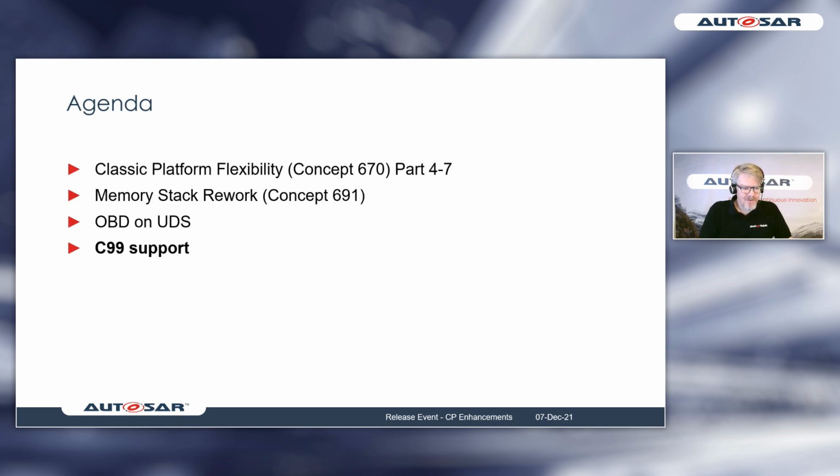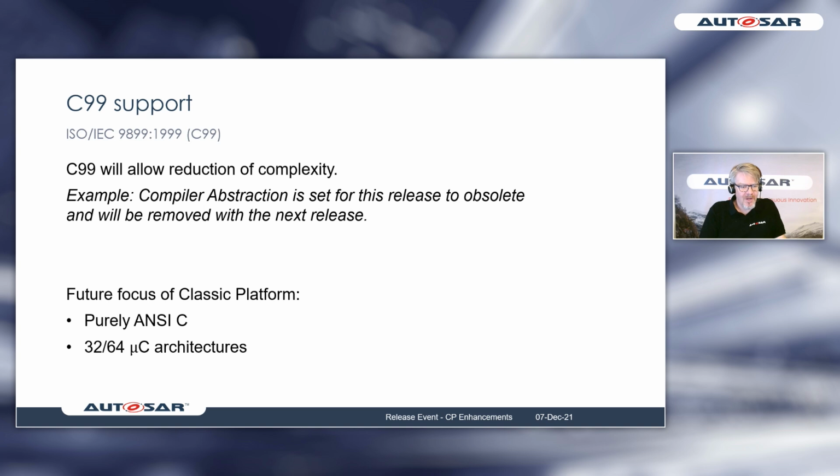Last but not least, there is also C99 support in AUTOSAR. After more than 20 years since the introduction of the C99 standard, AUTOSAR now also switches to the C99 standard. It will allow us to reduce complexity in future. In the past, certified compilers were not available, therefore AUTOSAR made this change this late. For example, the compiler abstraction is already set to obsolete in this release and will be removed with the next upcoming release. So in the architecture, we decided to focus the classic platform in future purely on C99 and to support, in focus, 32-bit and above microcontroller architectures.